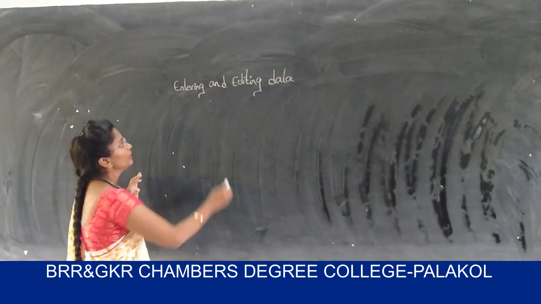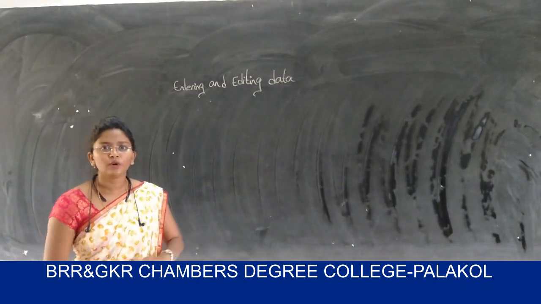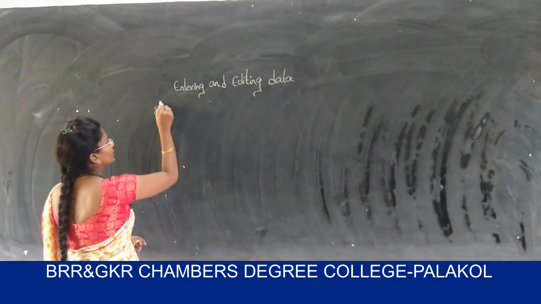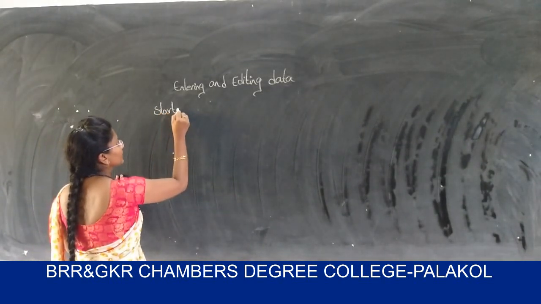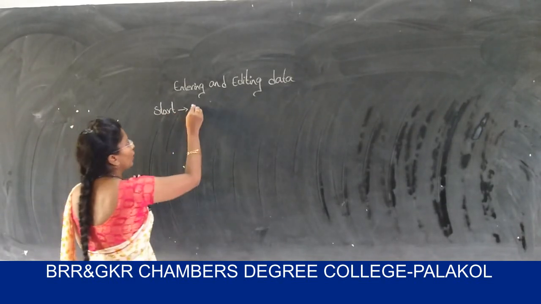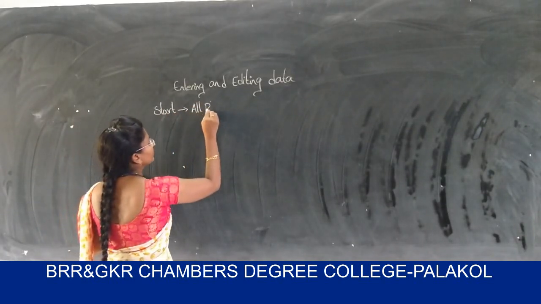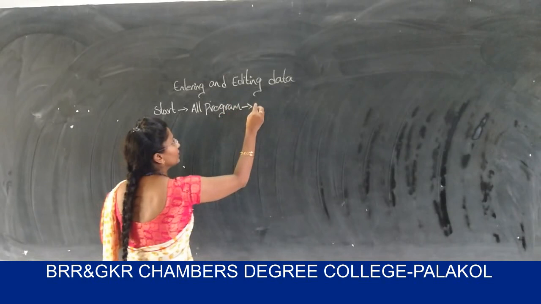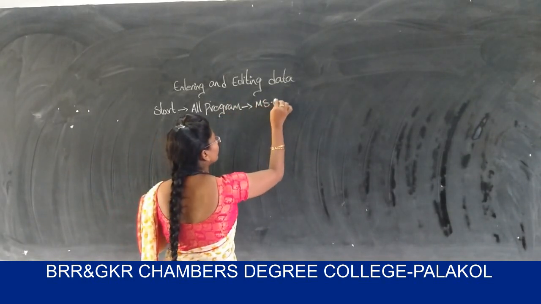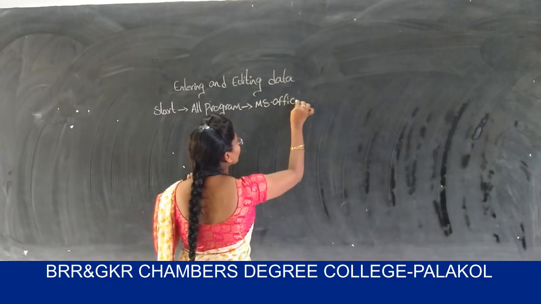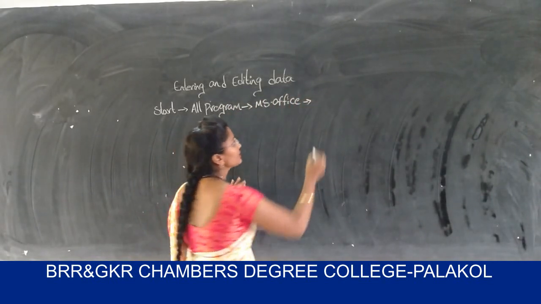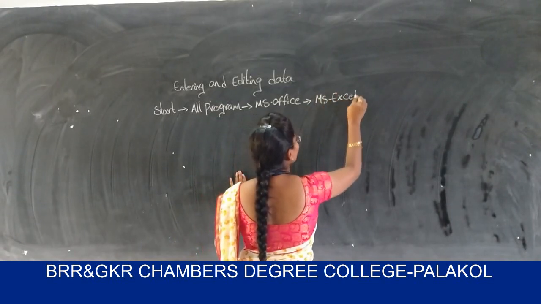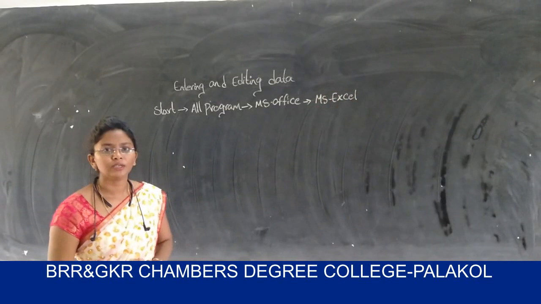Before going to entering and editing data in the Excel sheet, first of all, we have to open the Excel sheet. There are two ways to open the Excel sheet. First, go to the Start button, click on the Start button. In that Start button, click on All Programs. After then, click on the MS Office. After then, MS Excel. This is the first way to open the MS Excel.